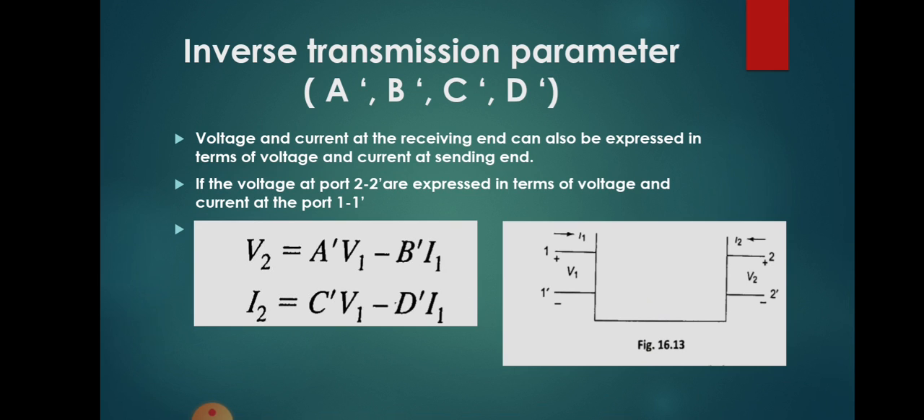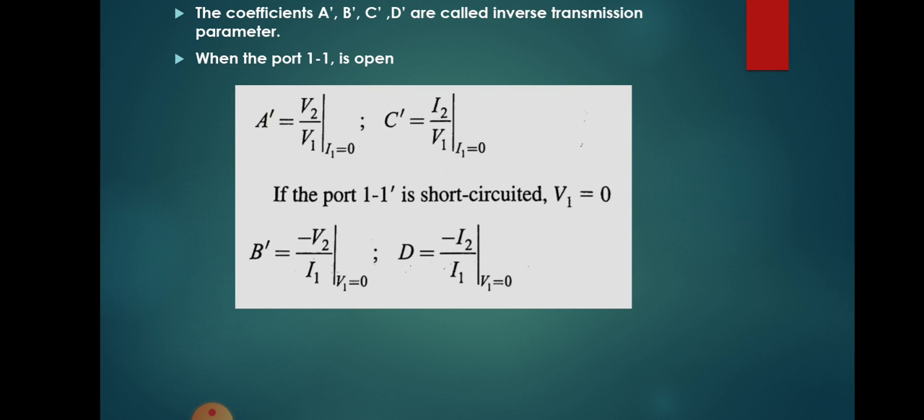Now we are discussing the inverse transmission parameters, that is A dash, B dash, C dash, D dash. This is similar to the transmission parameter, but in the previous case we were taking the first port, 1 dash, as the sending port and 2 dash as the receiving port. Now here we are representing the receiving port voltage and current in terms of the sending port voltage and current. So voltage and current at the receiving end can also be expressed in terms of voltage and current at the sending end.